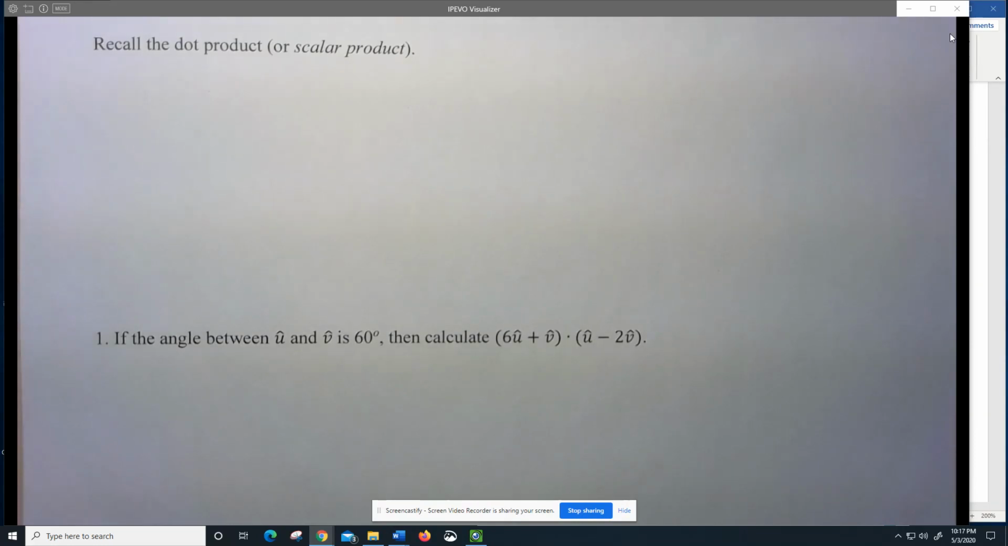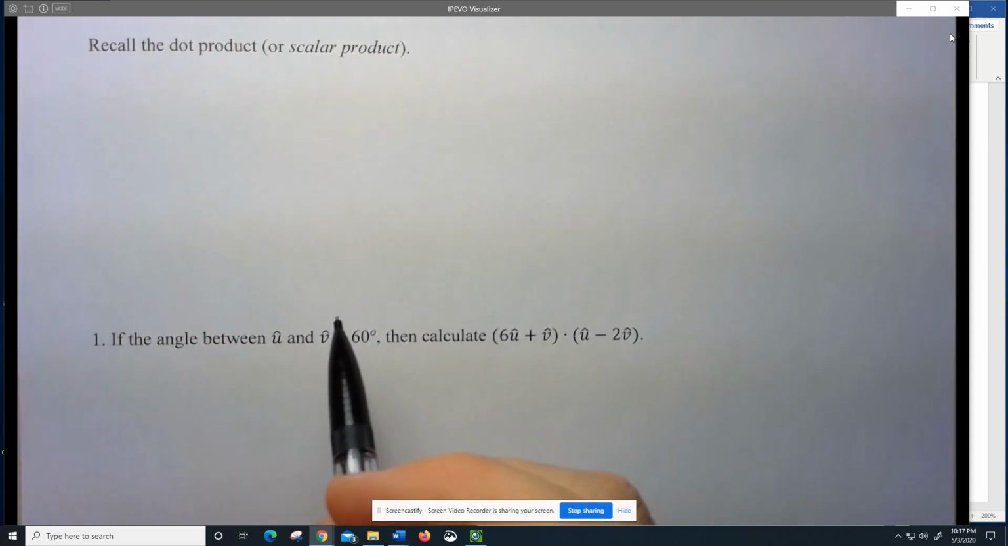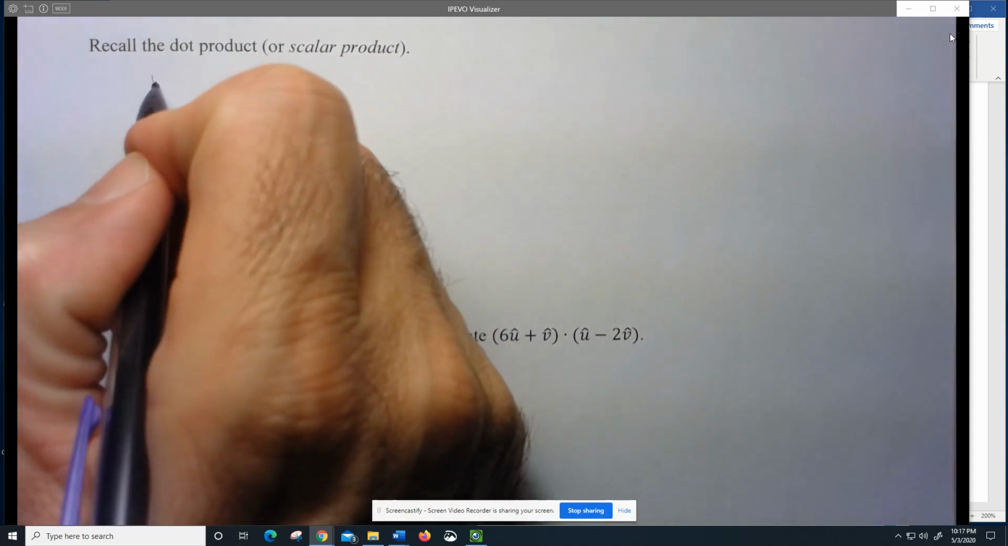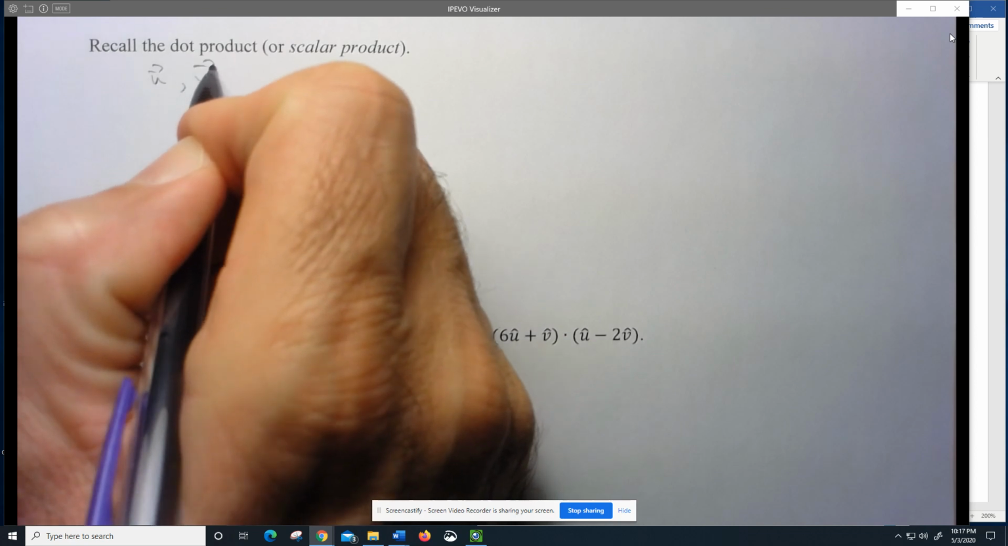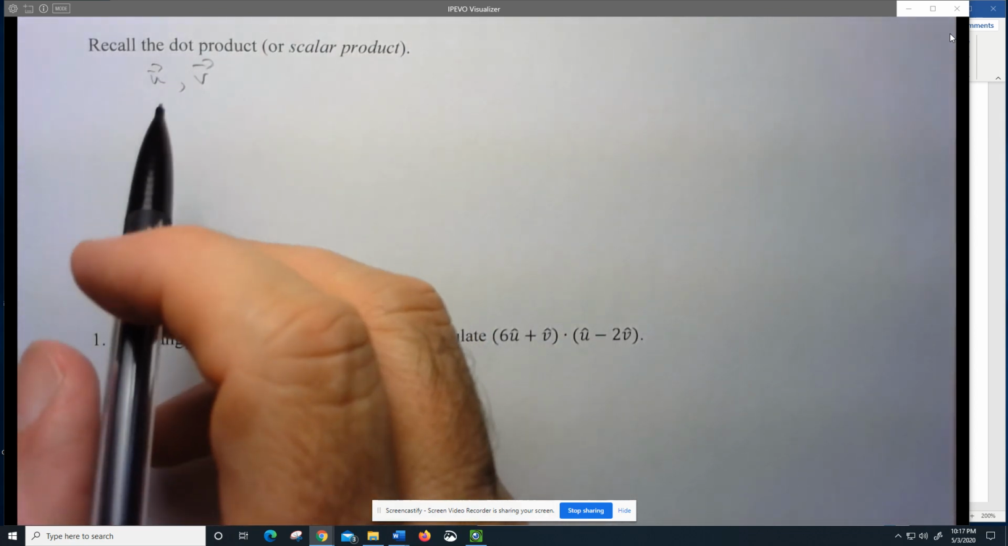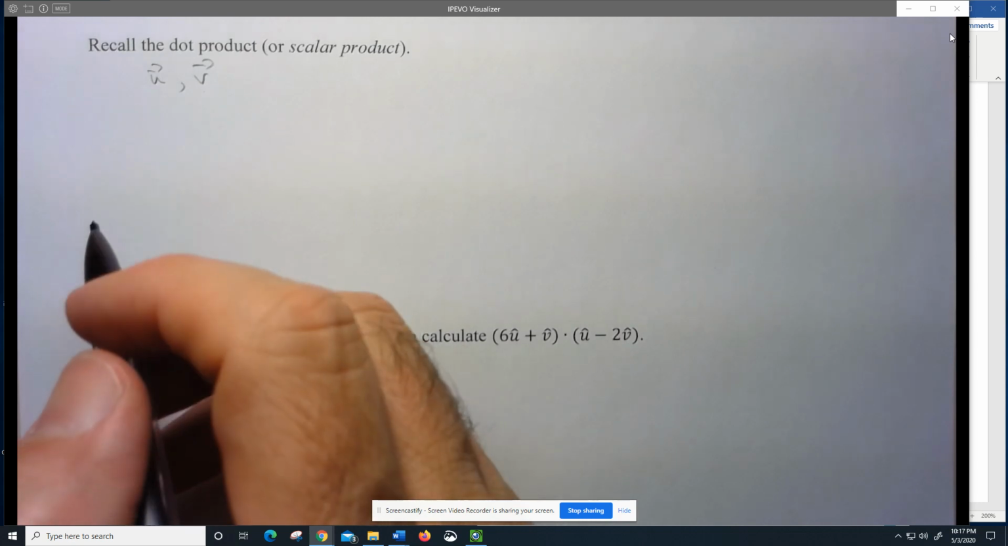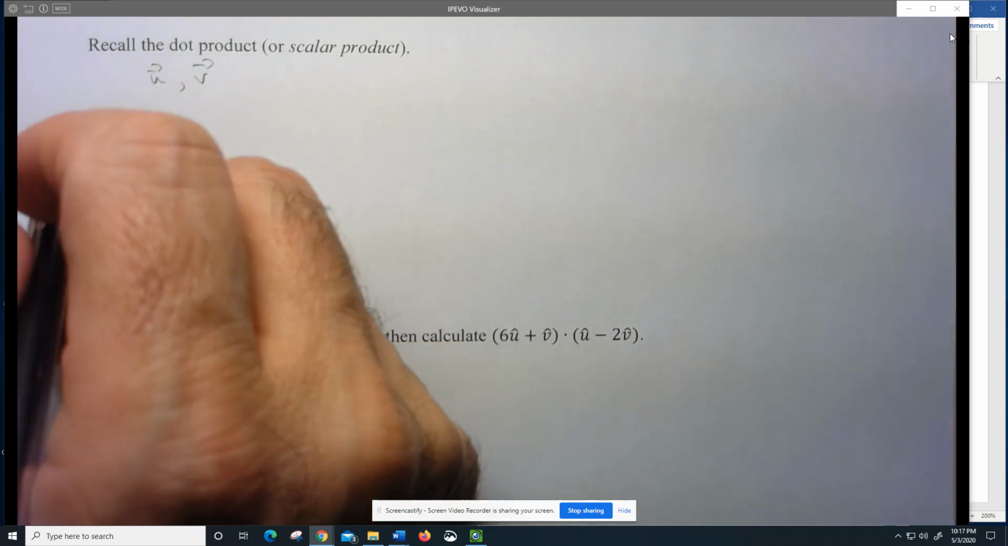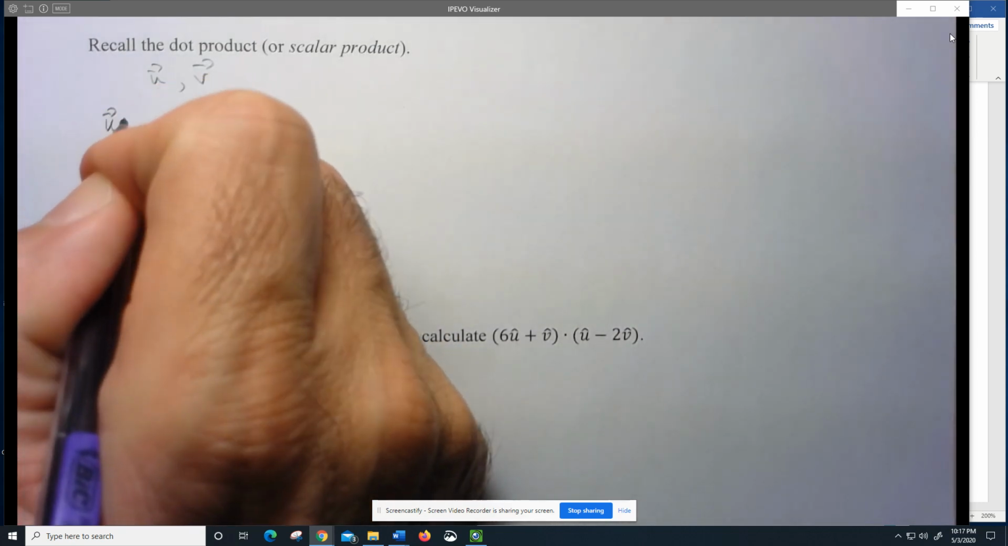Hi folks, we're going to start this week's lesson by reviewing the latest operation that we've defined, which is the dot product or scalar product. If we have two vectors, say u and v, we defined the dot product in two different ways. We had a geometric definition and an algebraic definition. Let's take a look at the geometric definition.